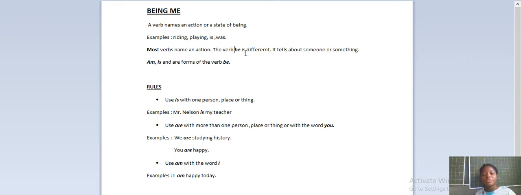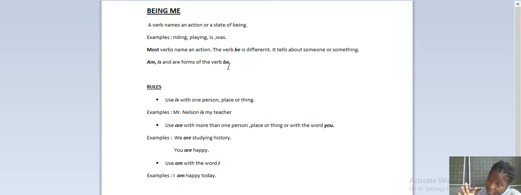So when you hear, verbs are doing words or action words, about riding, playing, dancing, shooting, fishing, flying. These are verbs that you know. However, we're learning about the verb be. It's different. It's a verb. Be. It tells about someone or something.